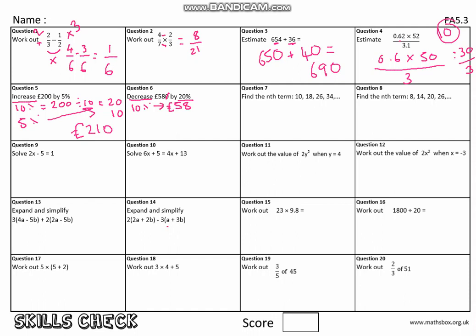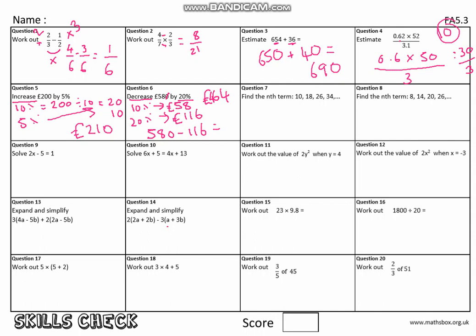Now, if we wanted to find 20%, all we would have to do is take our 58 and just double it, okay? So we would times it by 2, so 20% would equal £116. Okay, now it says decrease. So what I'm going to have to do now is take my original amount, 580, and take away the 116 that I've just figured out, okay? So 580 take away 116 is £464. So that's our answer there, okay? £464.